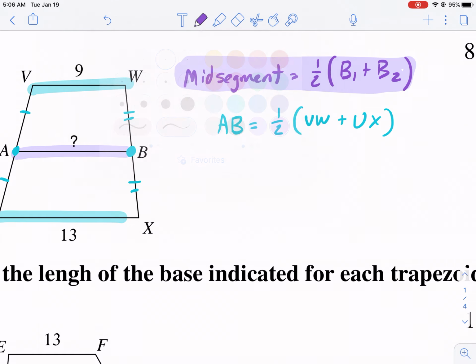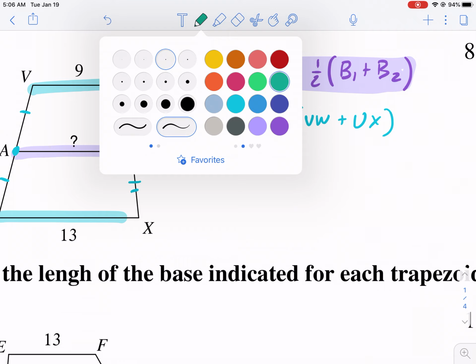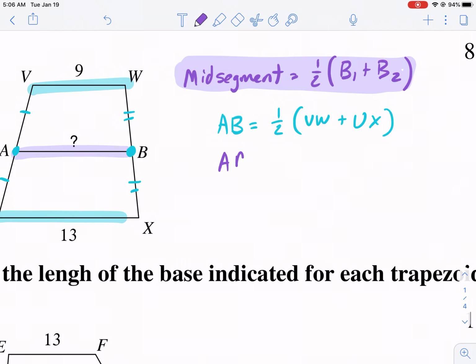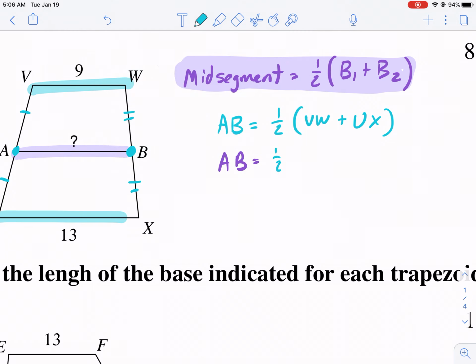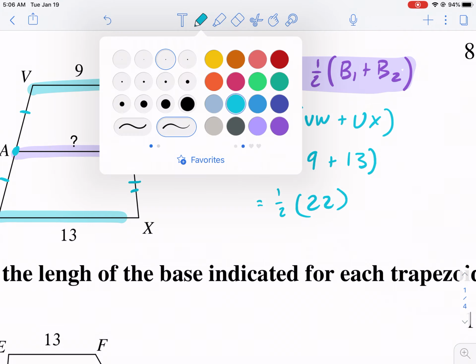So let's go ahead and input our values. I'm going to change it to green. So we have AB is our missing value. We can just leave it as AB, I guess. I'm going to change it to purple. I don't know why I'm changing the color so many times, but I am. Now we know the values of VW, it's 9, and then UX is 13. And we get 9 plus 13 is, I don't know about you, but the answer is 22.